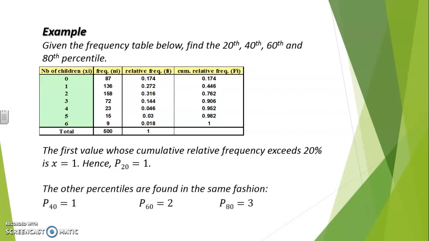Likewise, the other percentiles are found. The first observation whose cumulative relative frequency exceeds 40% is also x equals 1, and therefore P40 is 1. The first value of x whose cumulative relative frequency exceeds 60% is 2. As you can see, the cumulative relative frequency is 76.2% by the end of that observation. So P60 is 2, and the first observation whose cumulative relative frequency surpasses 80% is 3, and therefore P80 is 3.